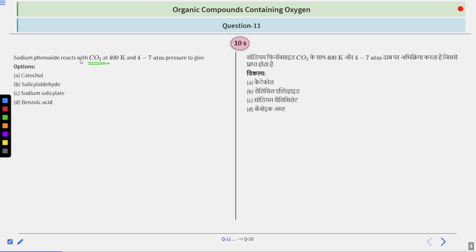So basically, we are given a reaction under specific conditions, 400 Kelvin temperature and 4 to 7 atmospheric pressure. Sodium phenoxide reacts with CO2. We have to predict the product. Options are catechol, salicylaldehyde, sodium salicylate, or benzoic acid. You have some time to think about this question. After that, we will see the answer.